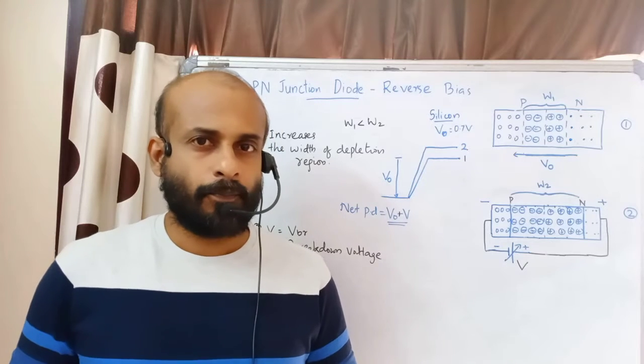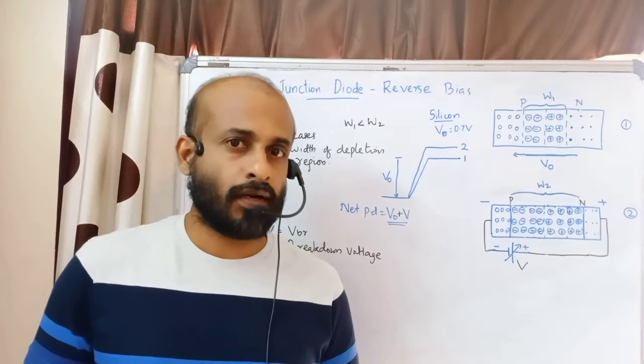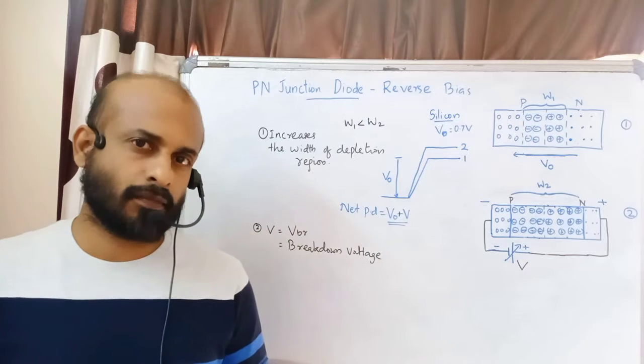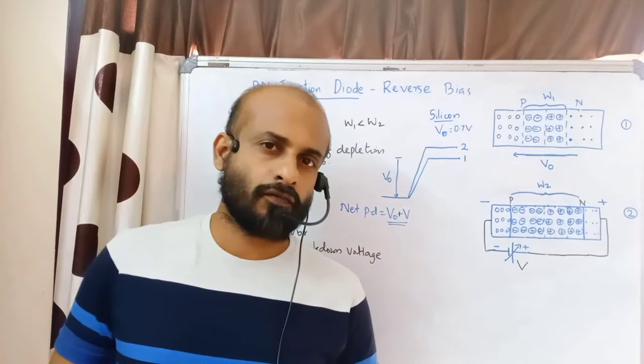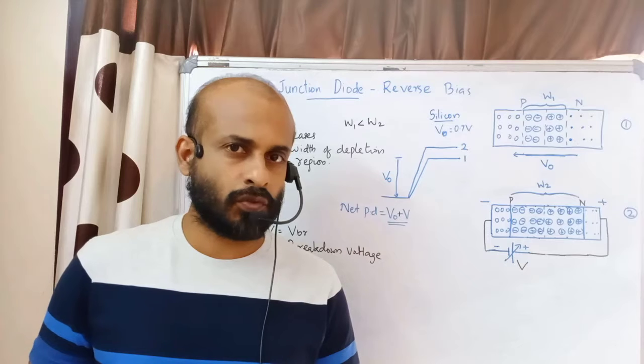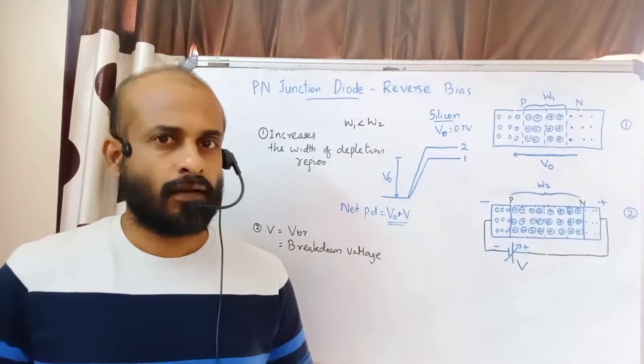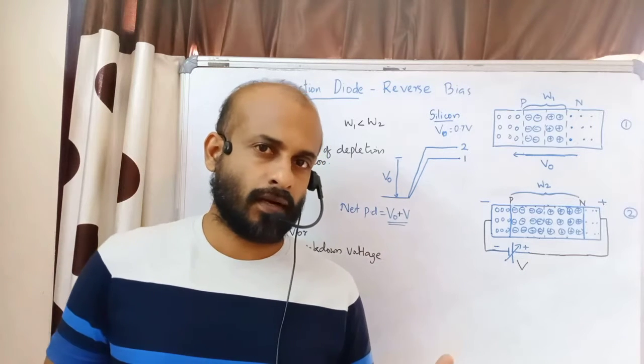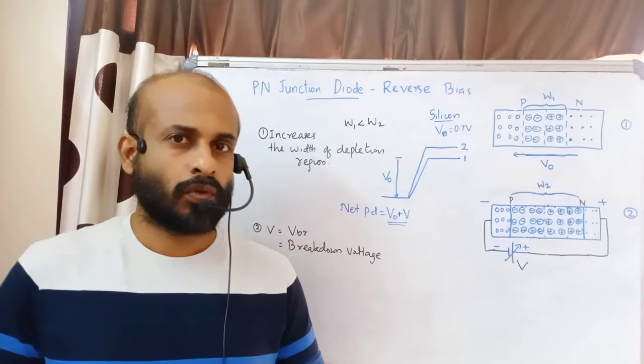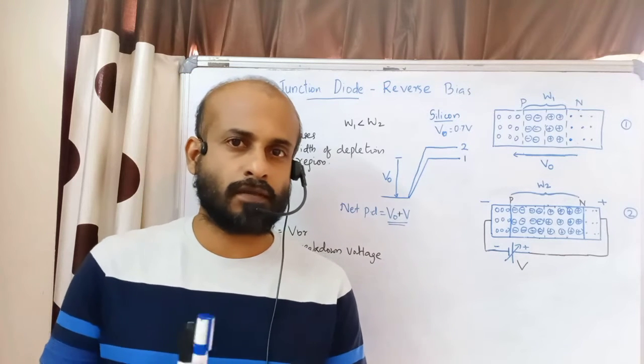Today we are going to see a PN junction diode under reverse bias. Reverse biasing means that the P side of the semiconductor diode will be connected to low potential and the N side of the semiconductor diode is connected to high potential. So we will reverse the battery.